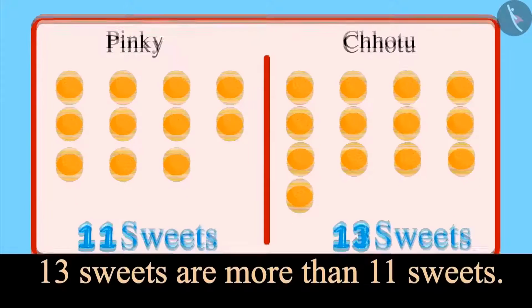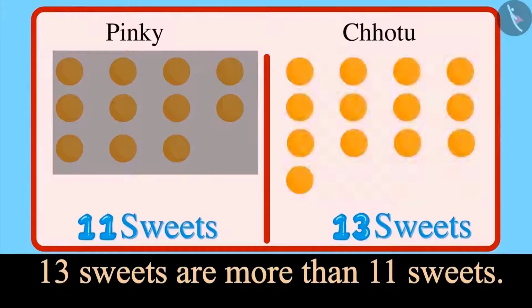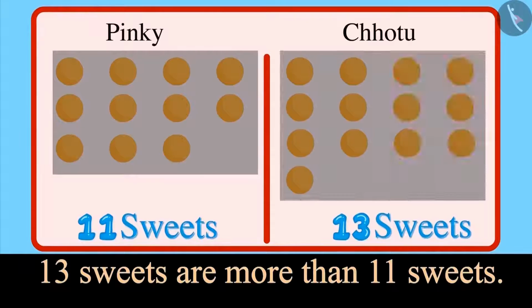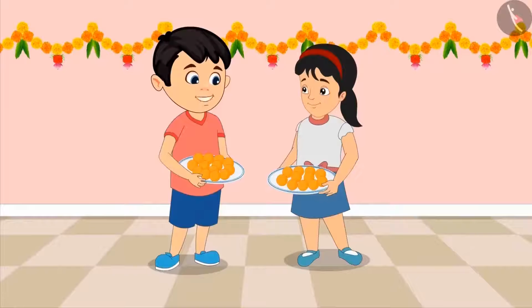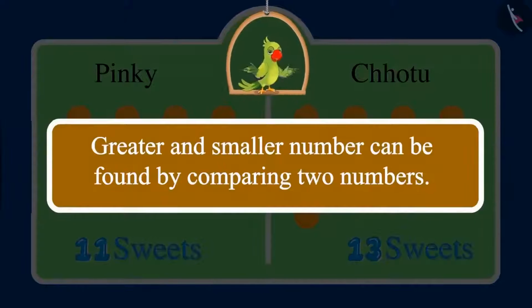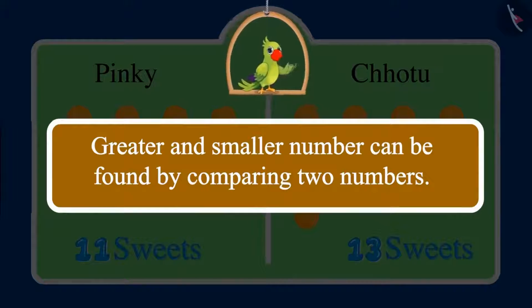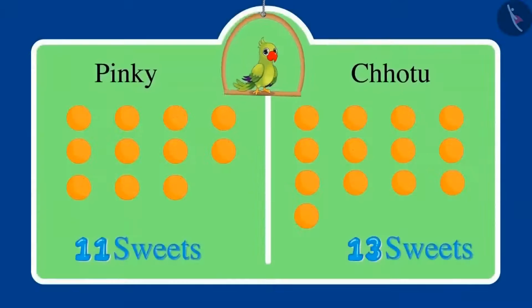I see. That means 13 sweets are more than 11 sweets. So you have more sweets in your plate. Yes, Pinky. Come on, let's distribute all the sweets to our neighbors. So children, in these examples you saw how Pinky and Chotu compared the 2 numbers and found out which number is greater. You can also compare the number of such objects around you, right?